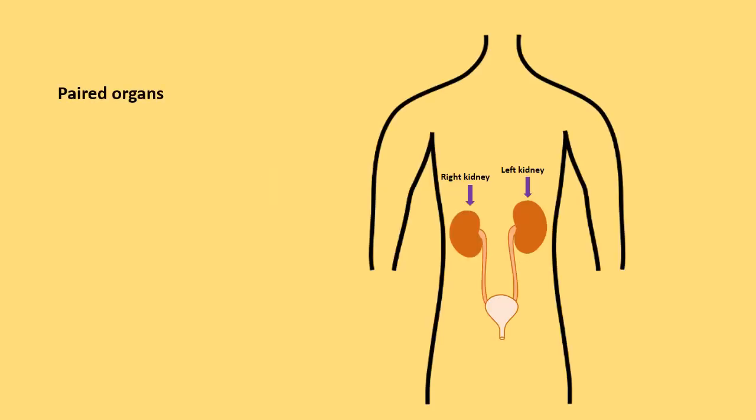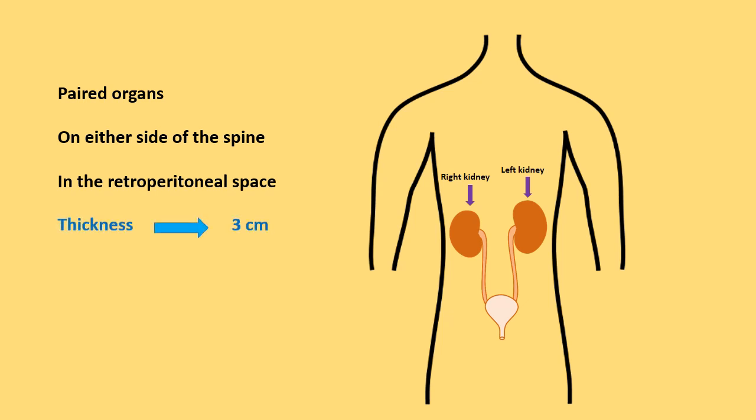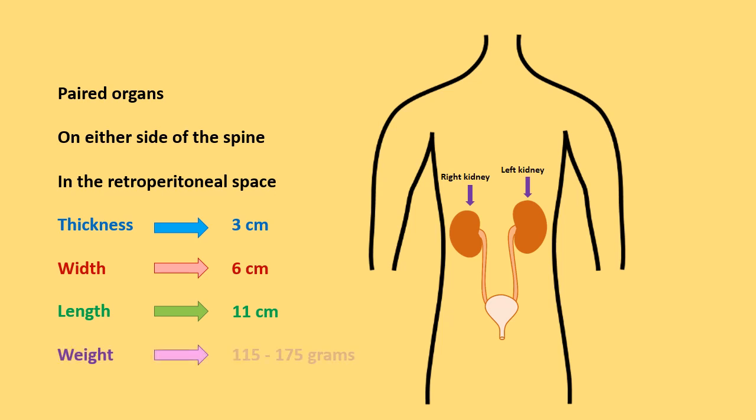Kidneys are paired organs located on both sides of the spine in the posterior wall of the abdomen behind the peritoneum. The right kidney is slightly lower and smaller than the left kidney. Each kidney is approximately 3 cm thick, 6 cm wide, and 11 cm long. The average weight of each kidney in an adult human varies between 115 and 175 grams.